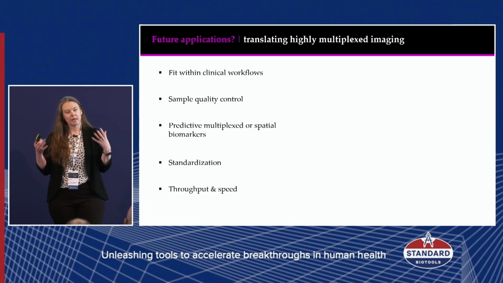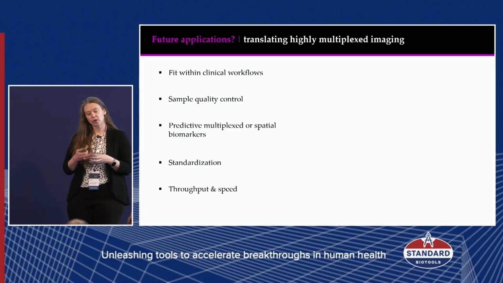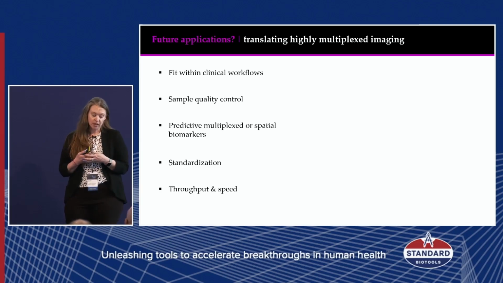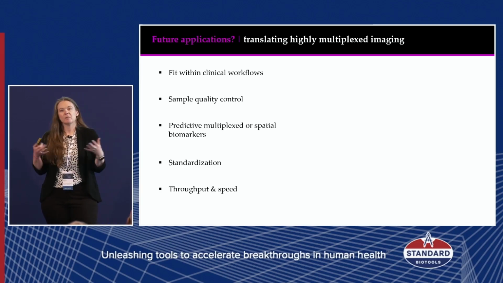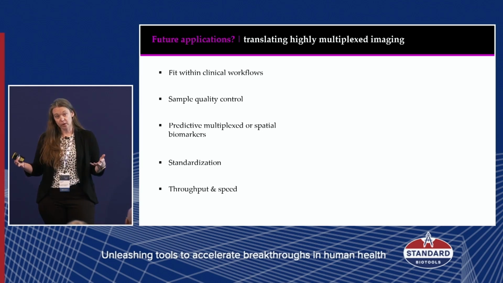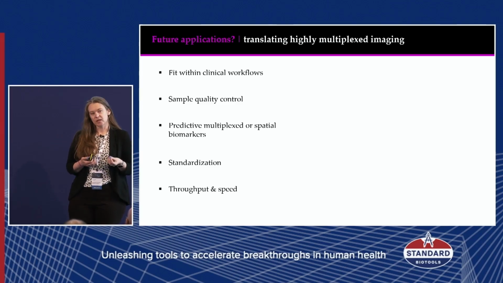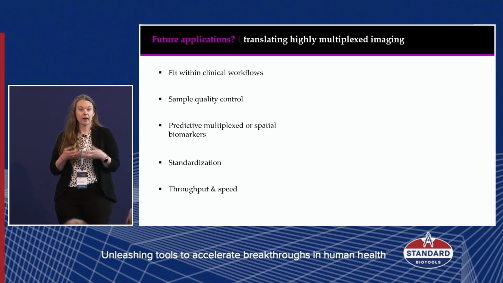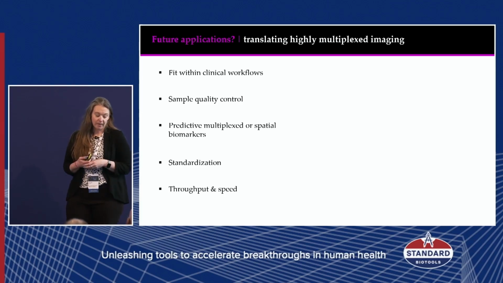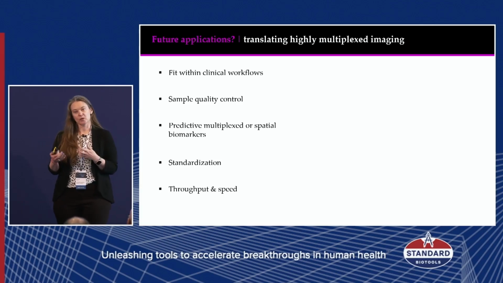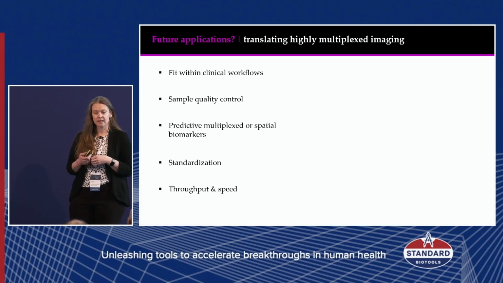Well, the first is to keep in mind how it would fit into a clinical workflow, if that's where we want to see it in the future. There's that aspect of sample quality control. There also needs to be a purpose, not just because we can do 40 markers, but what are we getting from those predictive panels, spatial biomarkers. There's also this key component of standardization. If we're going to scale, how do we make sure everything is reproducible? And then finally, there's the throughput and speed, which Clinton just alluded to. How do we increase those two things to translate this even further?